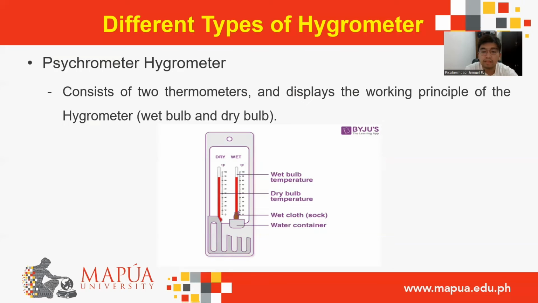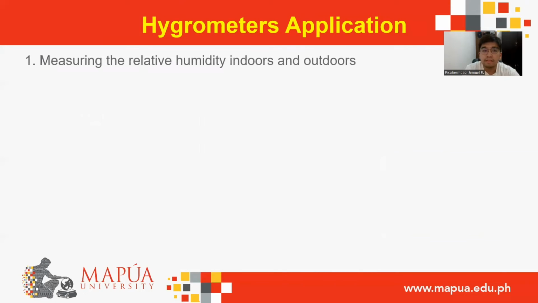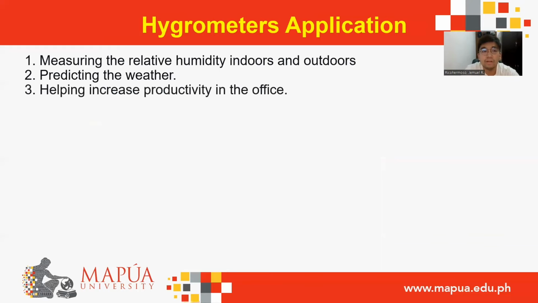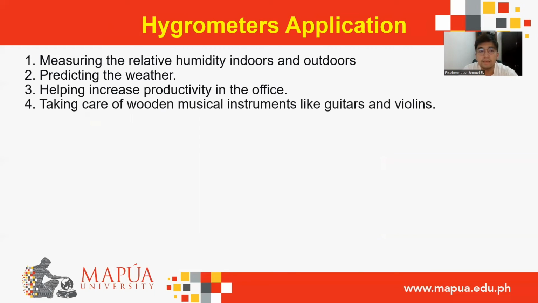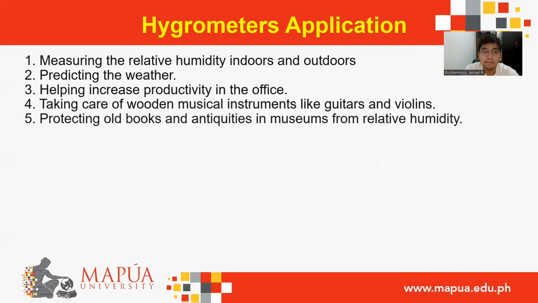With all the developments with the hygrometer device, it can now be used in multiple applications. To be exact, here's a list of where we can use and apply hygrometers. The first one is in measuring the relative humidity indoors and outdoors. The second one is predicting the weather. Third is helping increase productivity in the office. Fourth is taking care of food and musical instruments like guitars and violins. Fifth is protecting old books and antiques in museums from relative humidity.